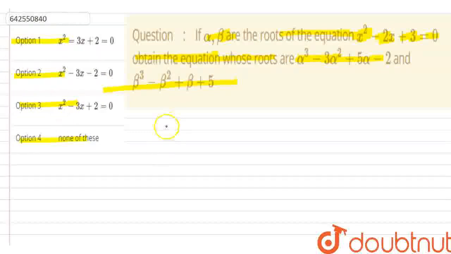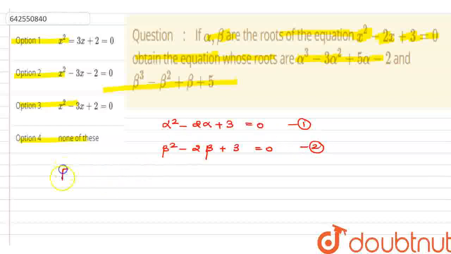First, we know that alpha and beta are roots of the equation, so they satisfy this equation. So we can write alpha square minus 2 alpha plus 3 equal to 0. This is the first equation. And we have beta square minus 2 beta plus 3 equal to 0. This is the second equation.